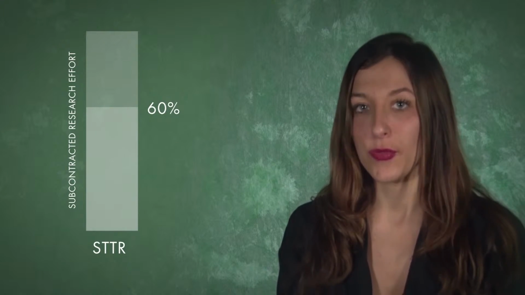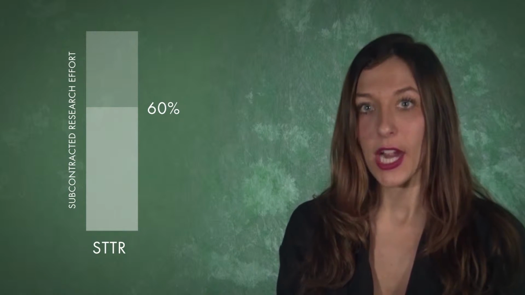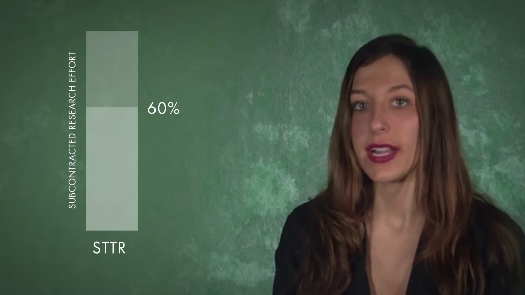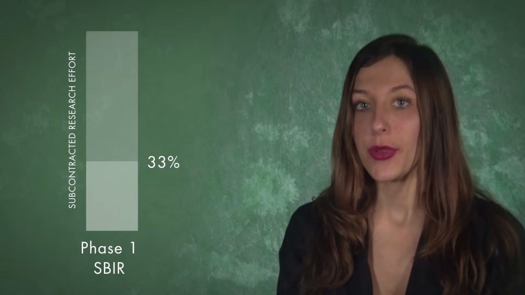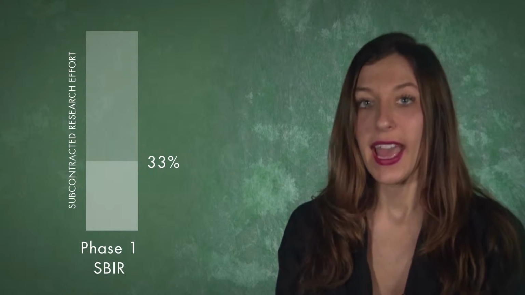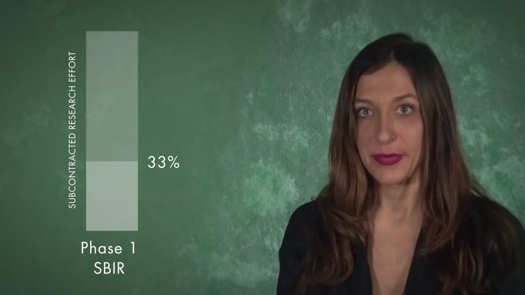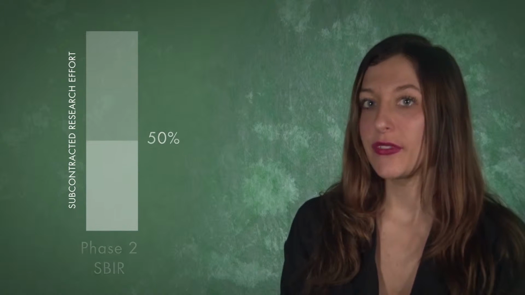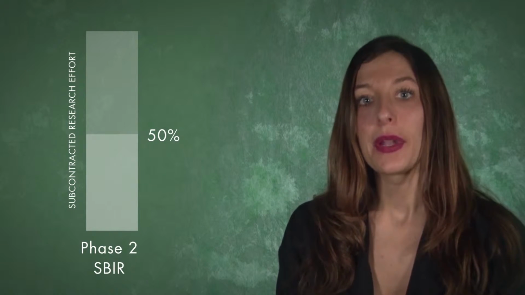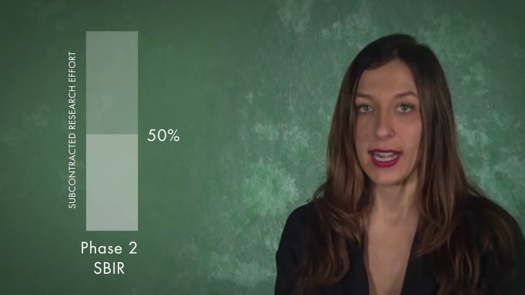Another important difference between the 2 programs is that up to 60% of the research effort for an STTR project can be subcontracted, whereas there is a 33% limit on phase 1 SBIR subcontracting. The SBIR limit increases to 50% in phase 2, but it is still less than what is allowed in an STTR.